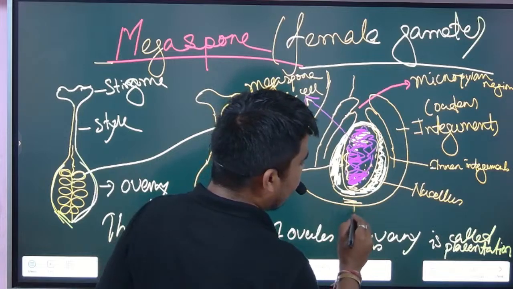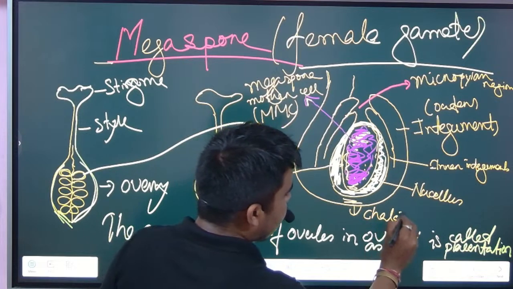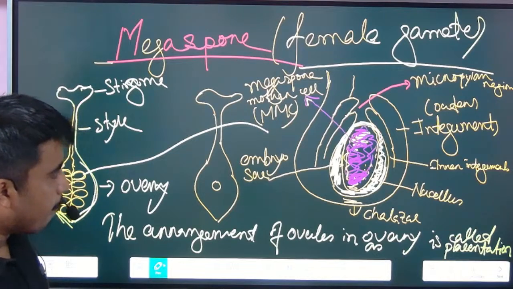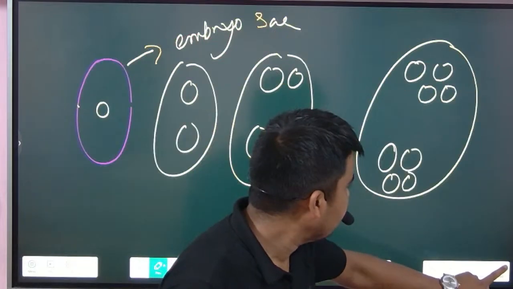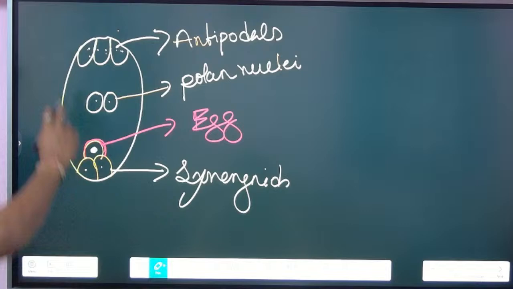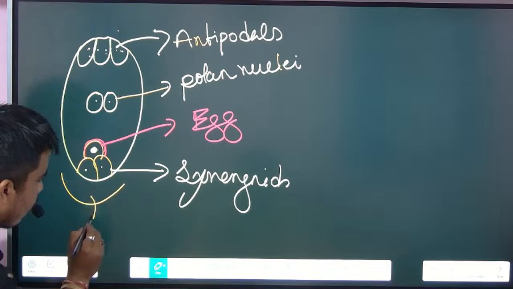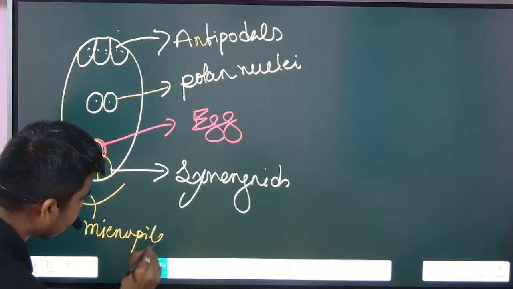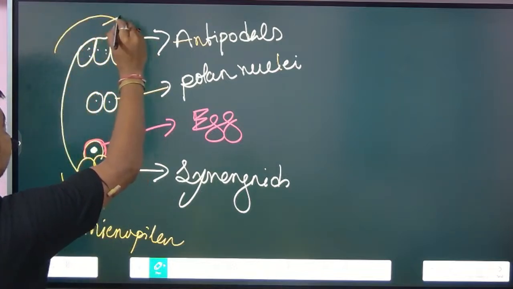And this is called the chalazal. Opposite to that, it's called chalazal pole, or chalazal region. Basically, this is the micropylar region, where synergids and the egg are formed. And this is the chalazal region.